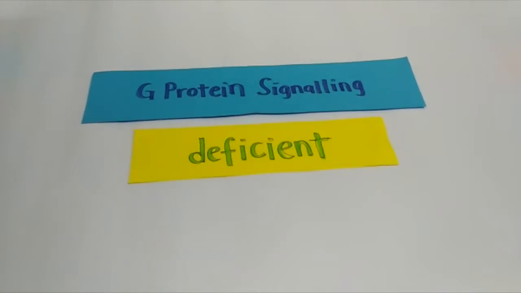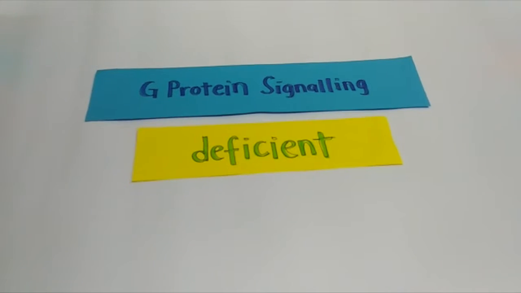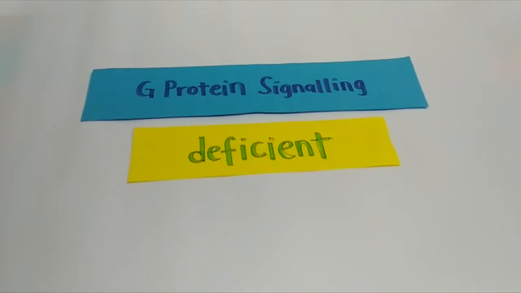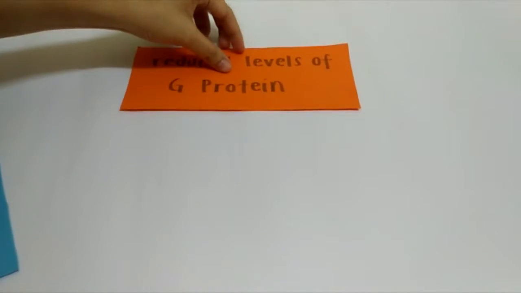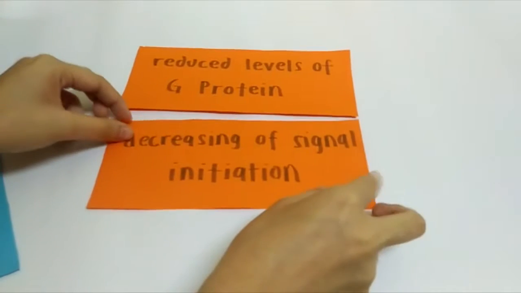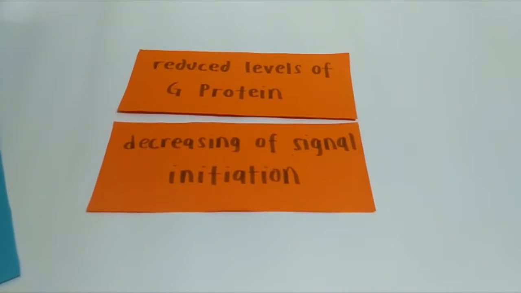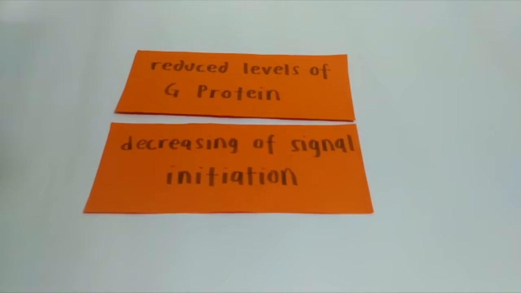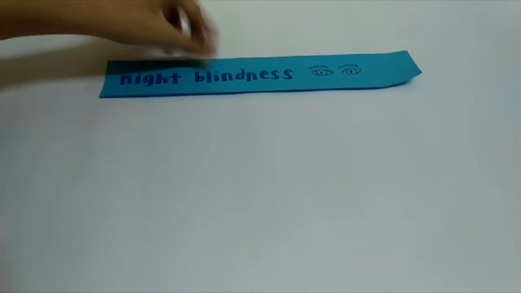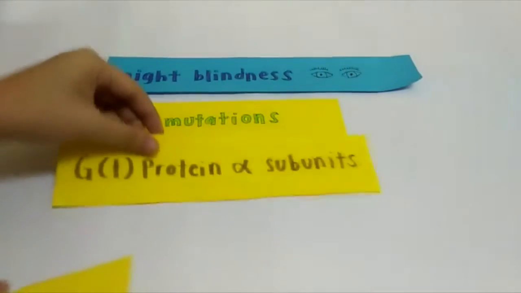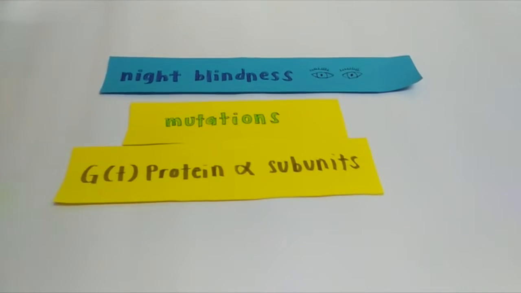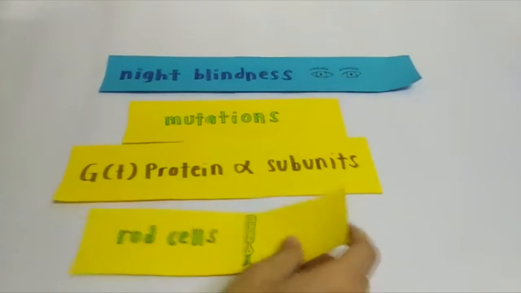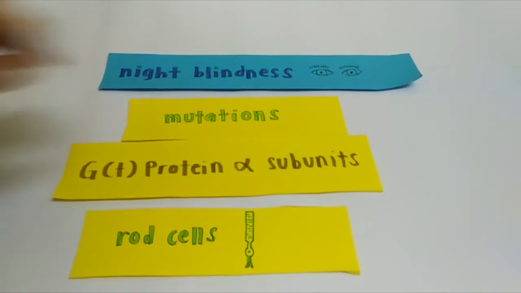What happens if the signaling of G protein is deficient? The deficiency of G protein signaling can happen either by reducing the level of G protein or through the decreasing of signal initiation. When there is a decrease in the production of G protein, a disease such as night blindness will be triggered, where a mutation in the GT protein alpha subunits affects the response of rod cells to light.